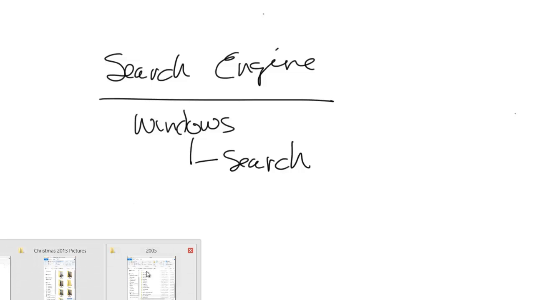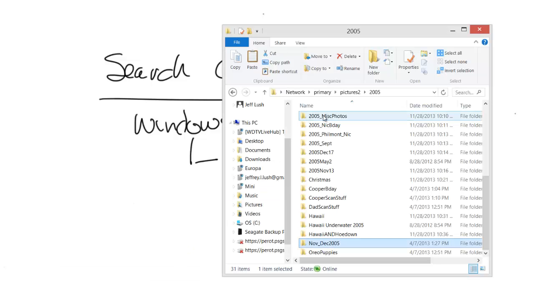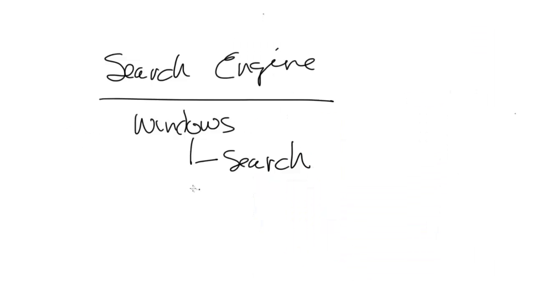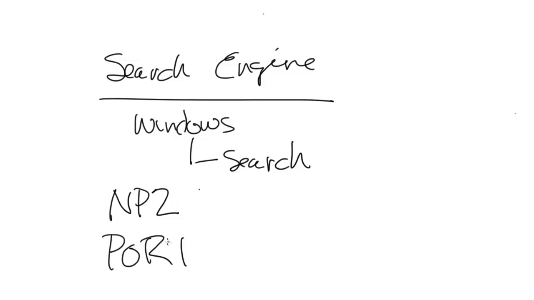So for example here, if we take a look at 2005, we've got lots of directories in here that have pictures. Now this could be all the pictures in one directory. I've just chosen to separate it out here so that it makes it a little bit easier for me. But here, we want to use key terms, and the key terms that we're going to use here today are two of them, NP2 and port 2.